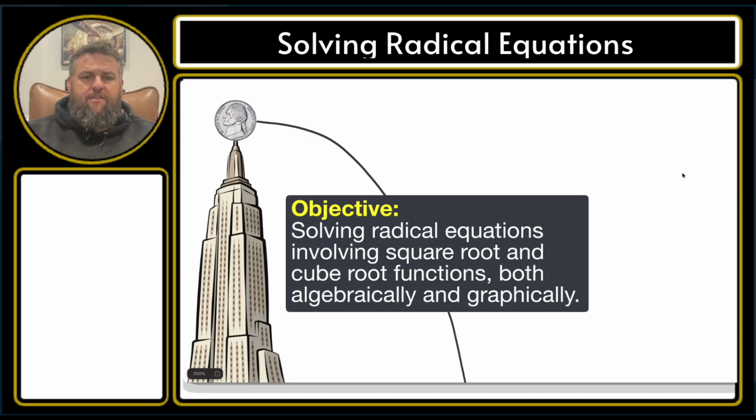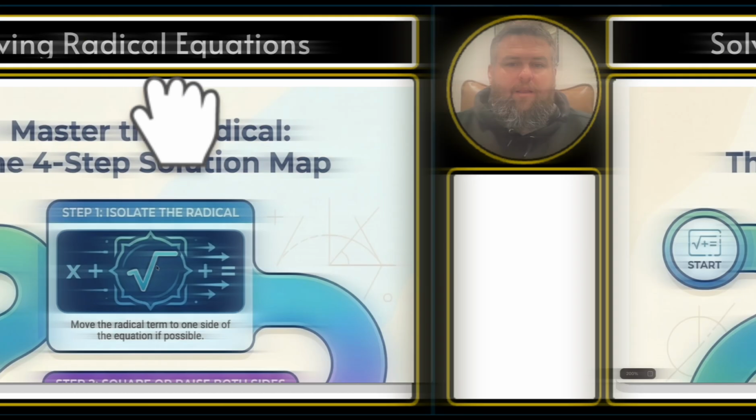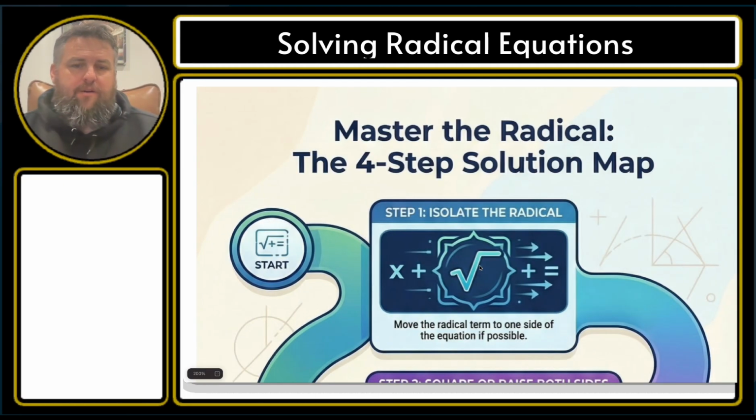So the big question is why do we always have to check our answers? One hint, extraneous solutions. As we are learning to master radical equations in order to solve them, we're going to apply the four-step solution map. We're going to start at step 1, isolate the radical. That means move the radical term to one side of the equation if possible.